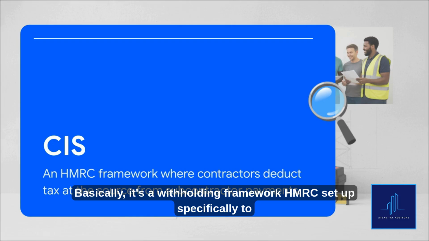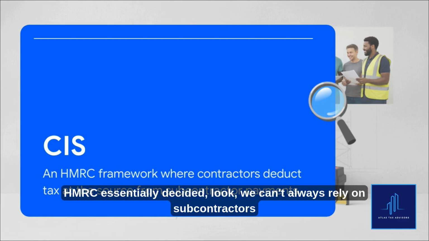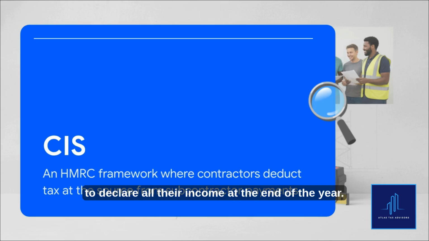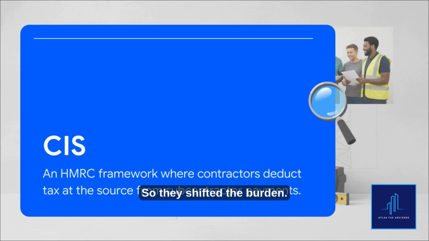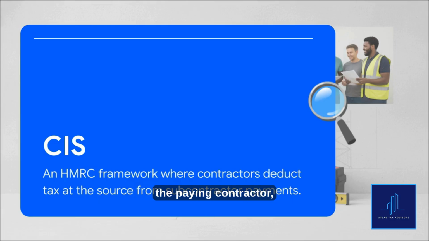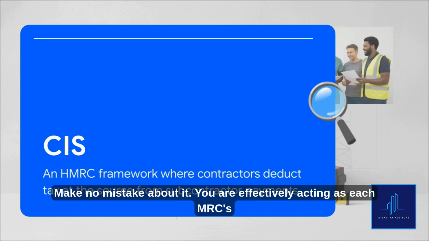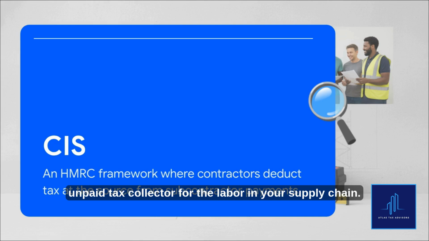Basically, it's a withholding framework HMRC set up specifically to tackle informal cash-in-hand payments and tax leakage in the construction sector. HMRC essentially decided, look, we can't always rely on subcontractors to declare all their income at the end of the year. So they shifted the burden. By placing the statutory duty of tax withholding squarely on you, the paying contractor, HMRC guarantees they collect income tax and national insurance in real time. Make no mistake about it, you are effectively acting as HMRC's unpaid tax collector for the labor in your supply chain.